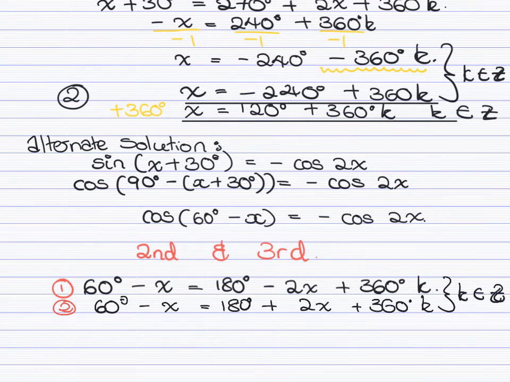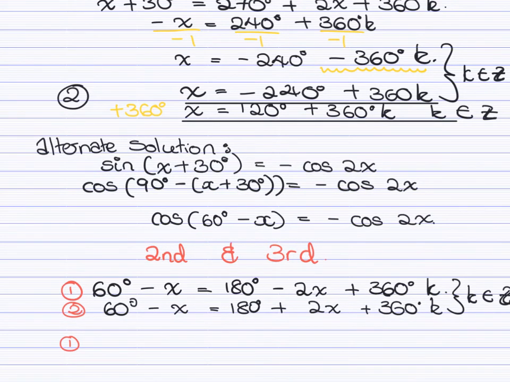Now you obviously want to isolate x. You want to make x your subject of the formula. Now taking the first equation and simplifying everything, you end up with x is equal to 120 degrees plus 360 degrees k, k being an integer. As you will see, this is the second solution in the above alternate solution that we ended up rearranging so that we did not have any negative angles.